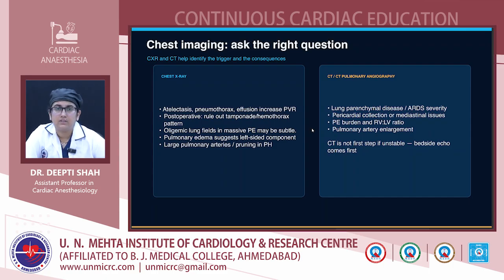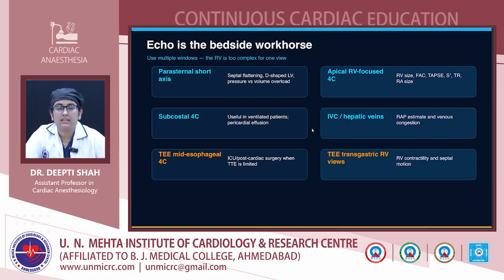CT is definitely not the first step and should not be waited for if the patient is unstable. The first step shall always remain bedside echo. Whenever a patient is going into unstable hemodynamics, we see a rising CVP or the pressures are falling, the first and foremost thing that we can do is a bedside echo. So what are the parameters to be seen in the echo?